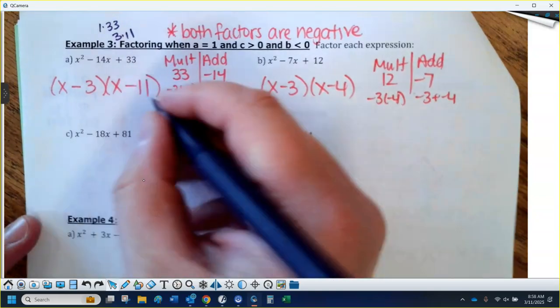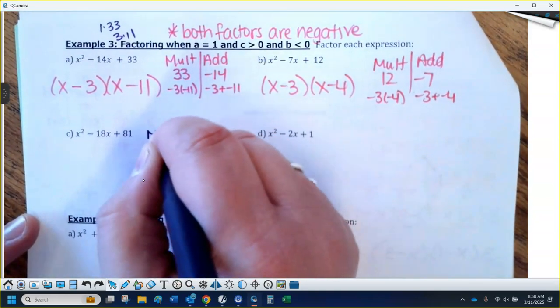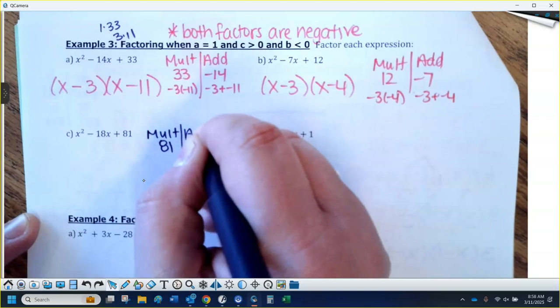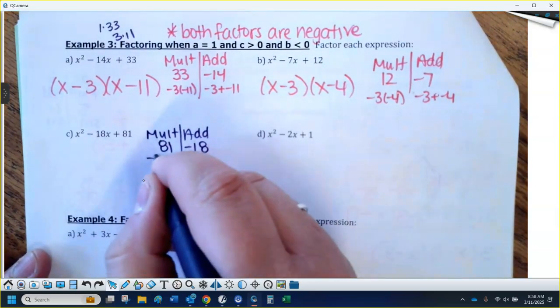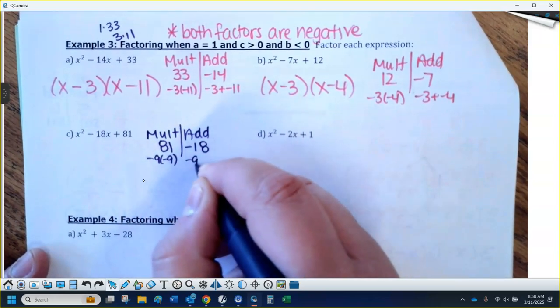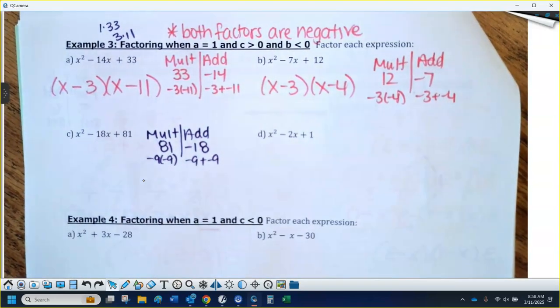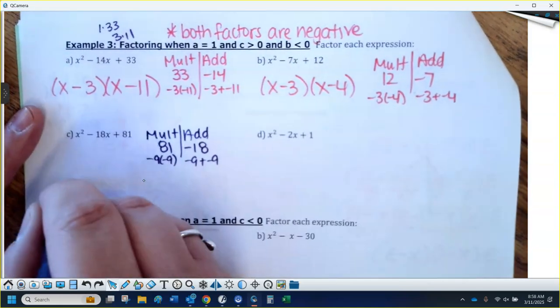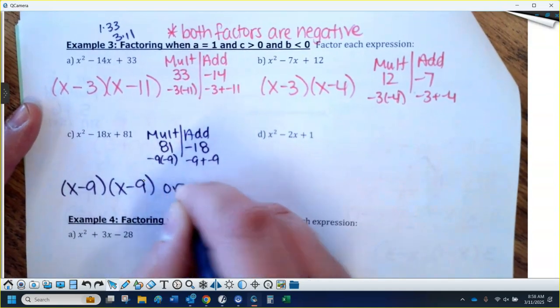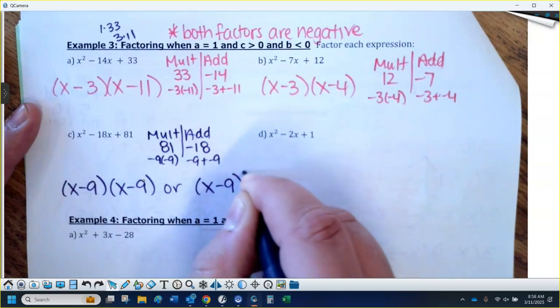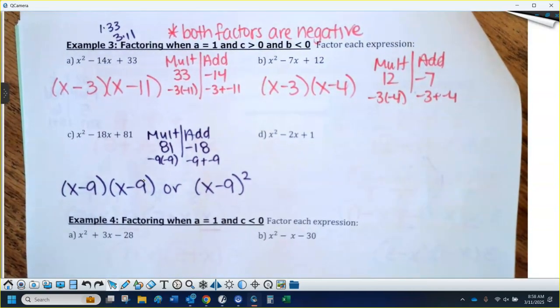All right, this one is a little tricky. I'm going to multiply to get 81 and add to get negative 18. 81 is 9 squared, and if I do negative 9 times negative 9, that'll give me positive 81. Negative 9 plus negative 9 is negative 18. So my factors are x minus 9, x minus 9. They're exactly the same, so you can squish them together and write that as x minus 9 squared.